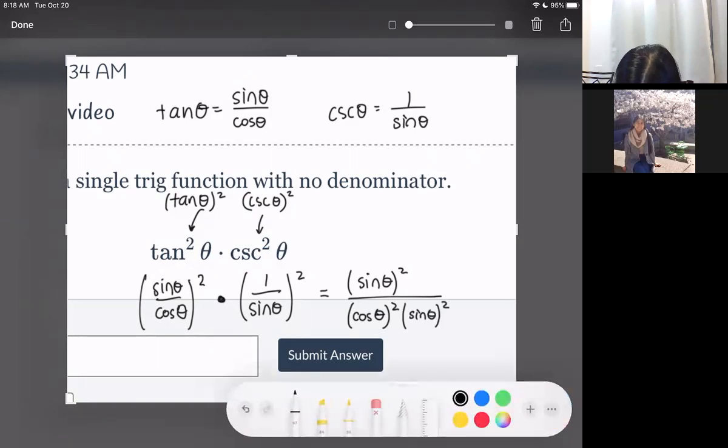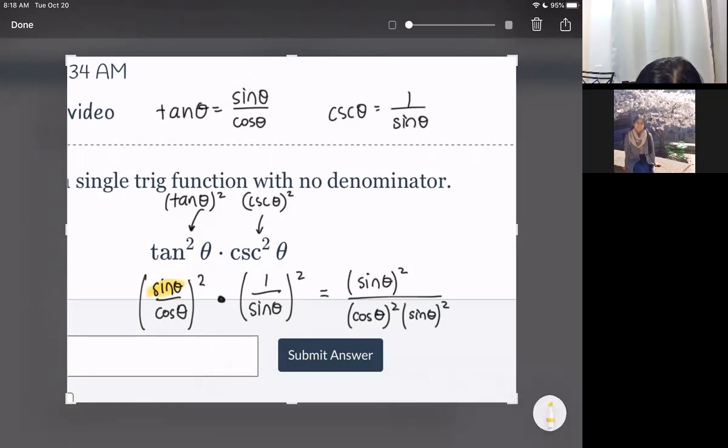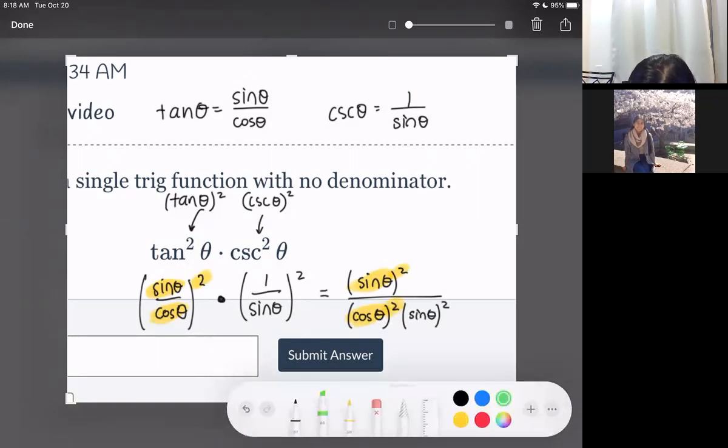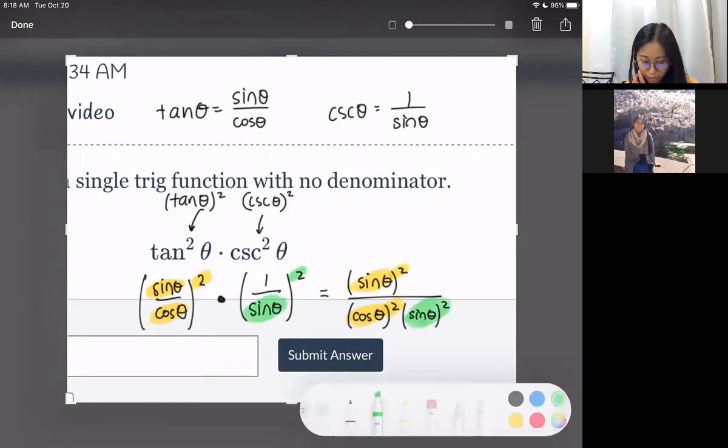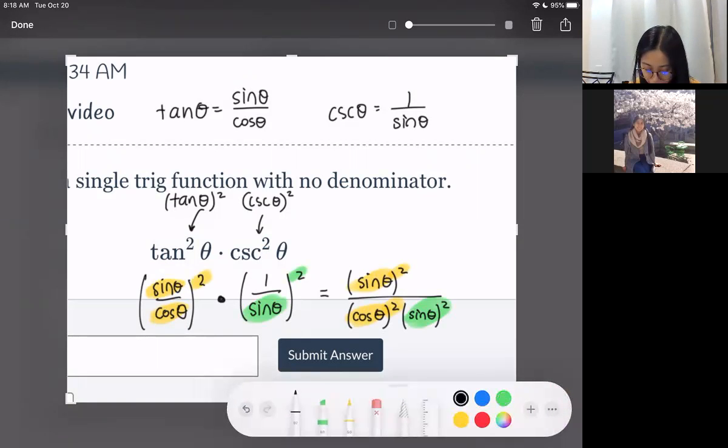Let me do some highlighting so you can see where things came from, just in case things look confusing. So the sine and the cosine turn into sine and cosine squared here. And then this sine squared came from here. The yellow parts came from the yellow fraction, and the green part came from the green fraction, okay? So any questions up till here?